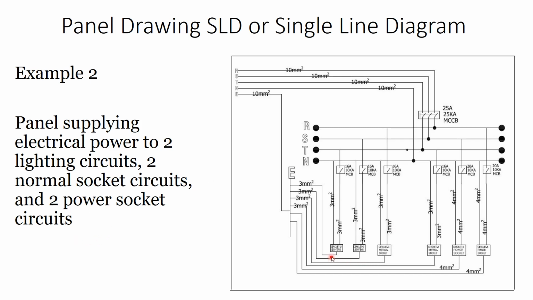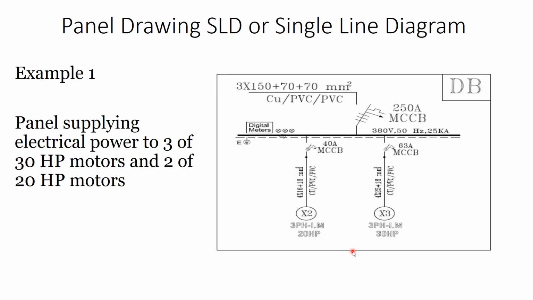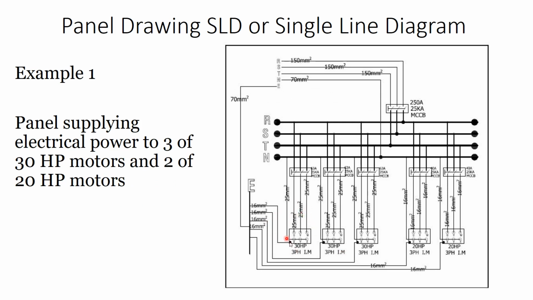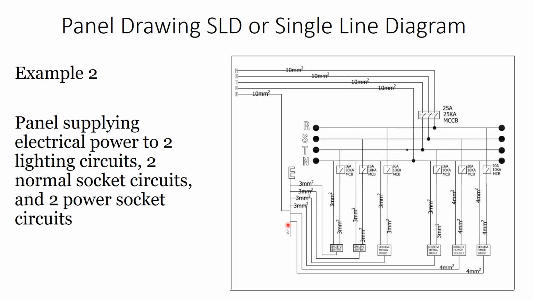So as you can see here, we have two lighting circuits, lighting, normal socket, power socket. Each of these circuits is a single phase circuit, which is different from this one. This one was a three-phase motor. This one is a single phase.